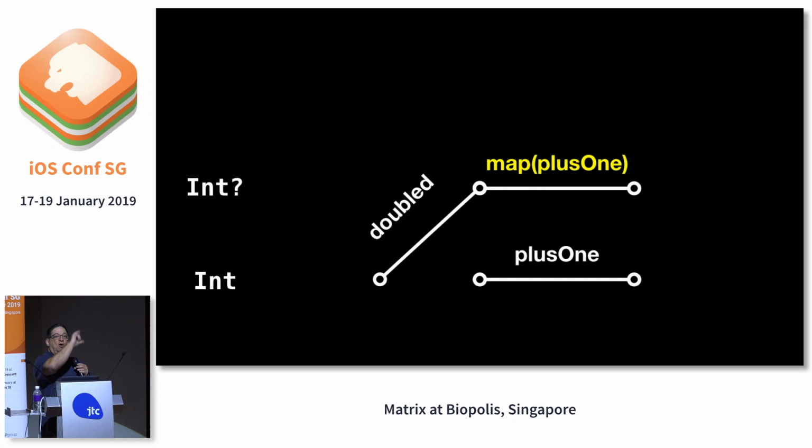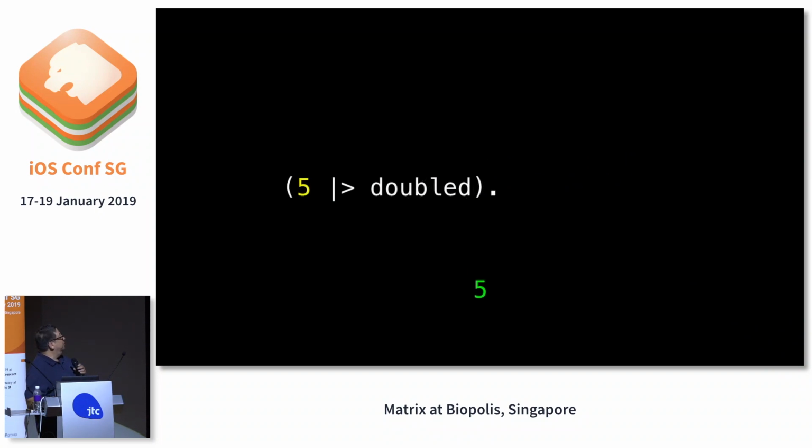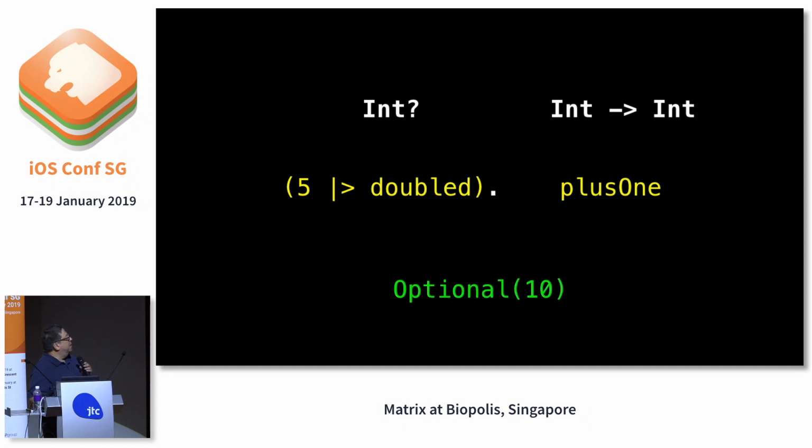And when I lift this up to the map of +1, now I'm up in the world of optionals, and now this works as we want. And so now I can take 5, double it. That's an optional. So I can't put that optional into +1 because the types don't match up, but I can put it into the map of +1.